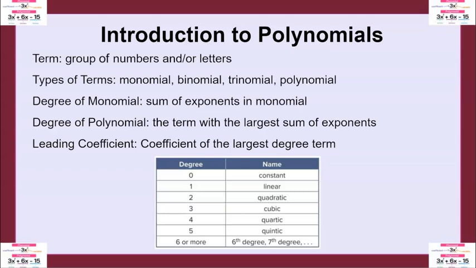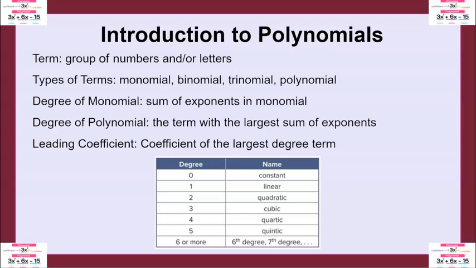A monomial means you have one term, one group of numbers and/or letters. Binomial means you have two groups, so there's a plus or a minus sign in between the two groups. A trinomial has three terms, which means there's a total of two plus or minus signs involved. And we would just use the term polynomial for four or more terms. But for one, two, or three terms, you would use monomial, binomial, and trinomial.